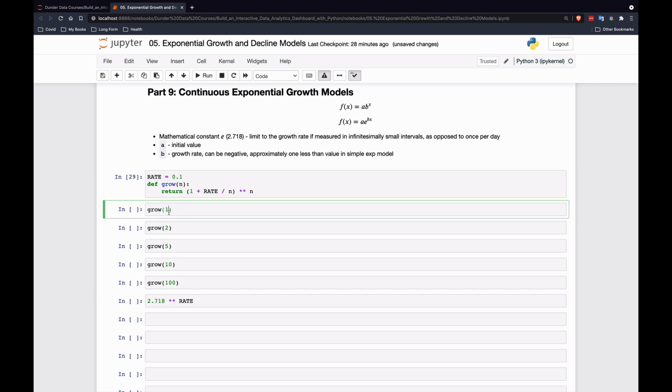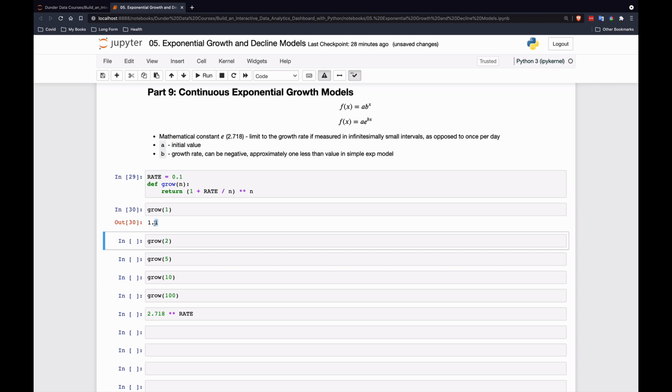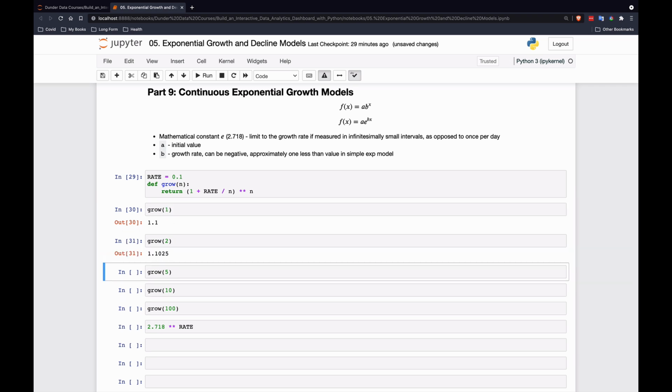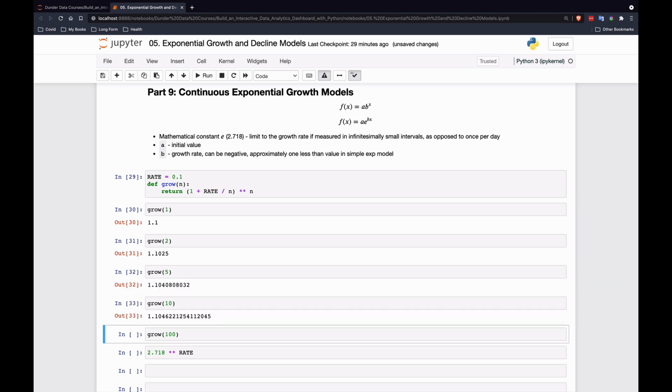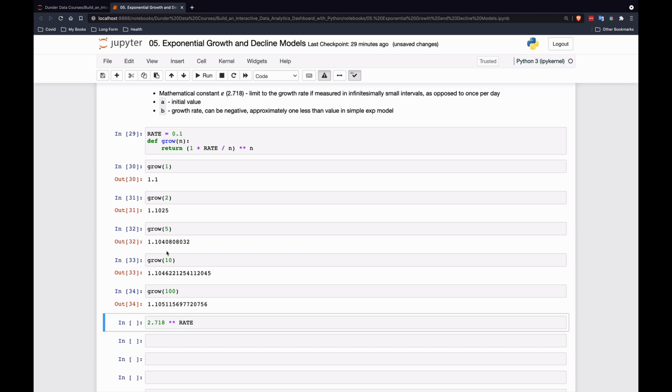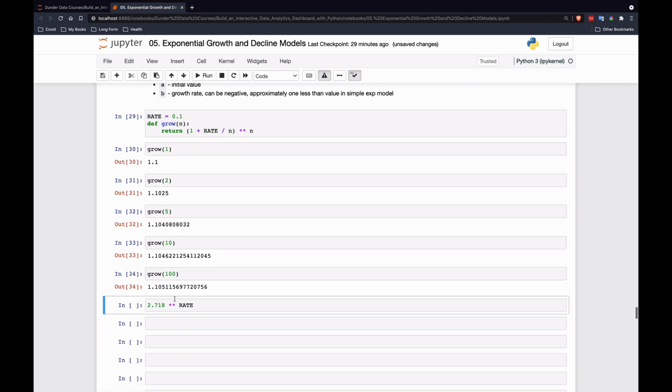So if we were to say n is 1, say once per day, well, this wouldn't change anything. We would still get a growth of 10%. So this is like assuming we start out with 1. Now we're at 1.1. But if we use 2 intervals, well, we now get 1.1025, instead of just 1.1. With 5 intervals, 10 intervals, 100 intervals, you can see they are growing, but the growth is sort of slowing down.